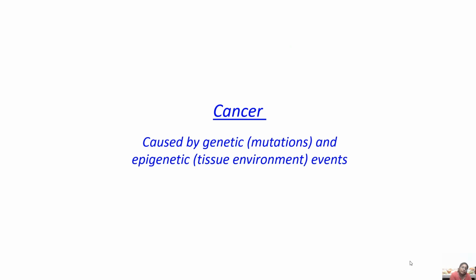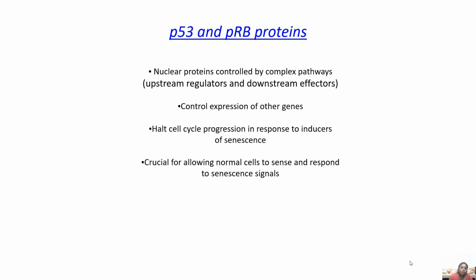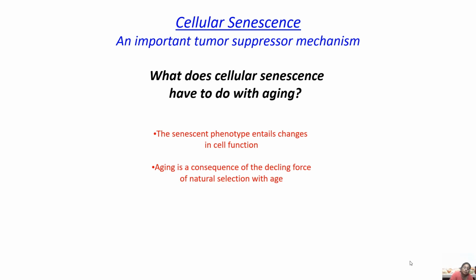Now, cancer is caused by genetic mutations and epigenetic tissue environment events. These include activation of oncogenes and inactivation of tumor suppressor genes. Inactivation of tumor suppressor genes encoding P53 and PRB proteins is most common. P53 and PRB are nuclear proteins controlled by complex pathways, with upstream regulators and downstream effectors. They control expression of other genes, halt cell cycle progression in response to induced senescence, and are crucial for allowing normal cells to sense and respond to senescence signals. The senescent phenotype entails changes in cell function.